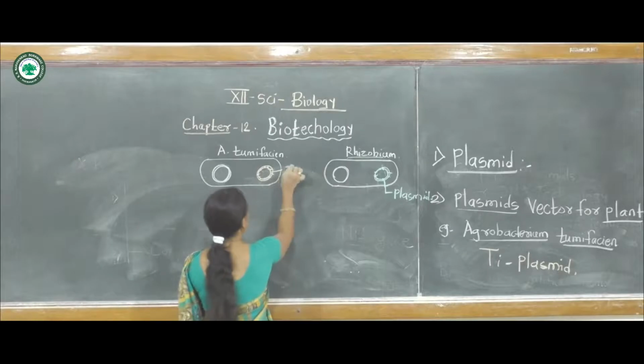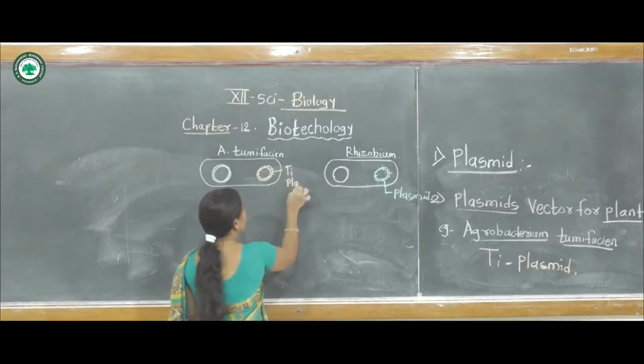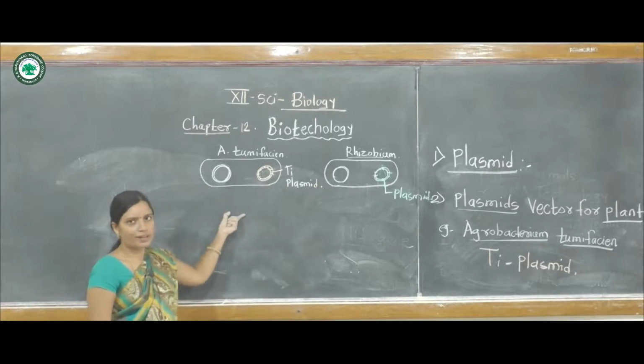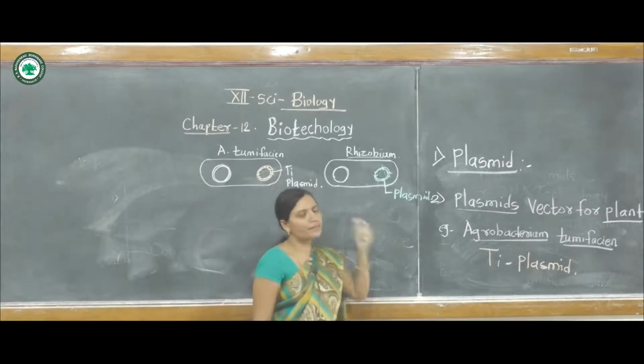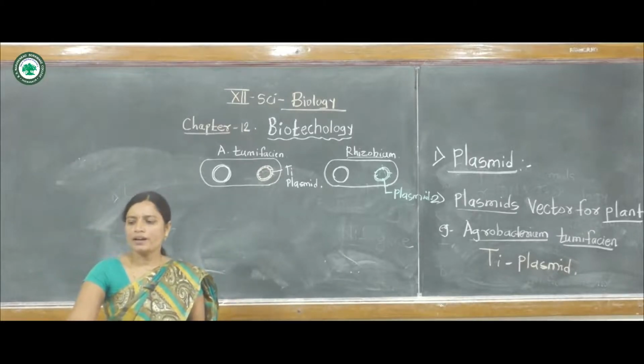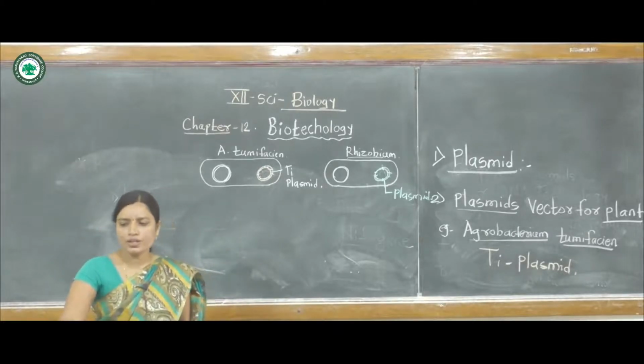This Ti plasmid. These are the two bacterial cells, and one of the genes is present in this Rhizobium bacterium. And the first step is isolation.